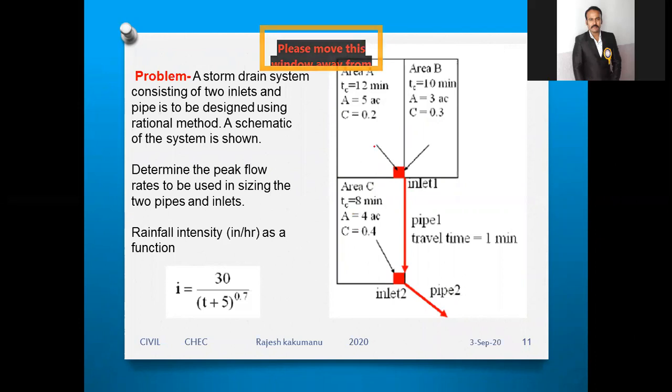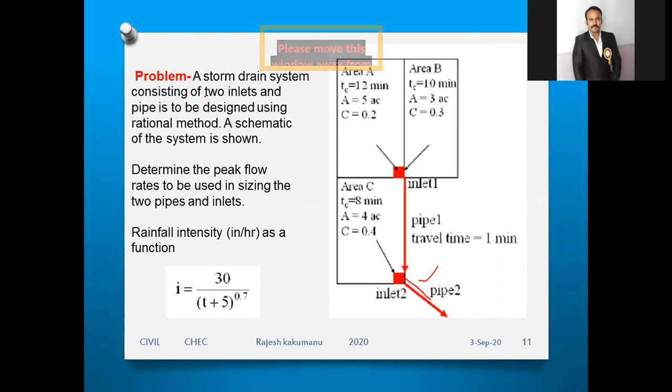So this is the inlet of the pipe, the inlet of the storm drain. The pipe 2 is placed in this manner. At the junctions of the areas you have inlets 1 and 2, where the pipes are joined in this way and go in this direction. This is pipe 1 with a travel time of 1 minute, and this is pipe 2 with its travel time.